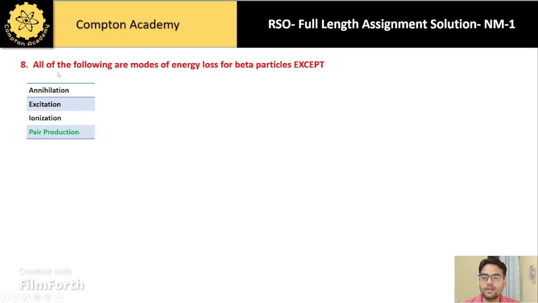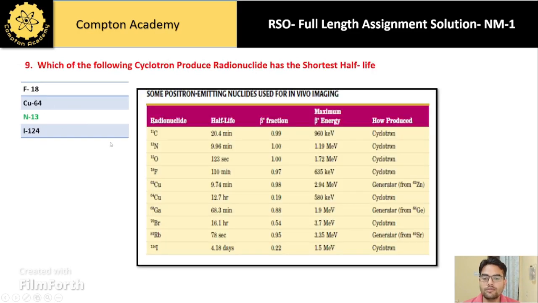Now question number 8. All of the following are modes of energy loss of a beta particle except. So annihilation process, excitation process and ionization process are modes of energy loss of the beta particle, and pair production is the energy loss mode of the gamma photon. So this is not an energy loss of the beta particle by this mode. So pair production is the correct answer for this.